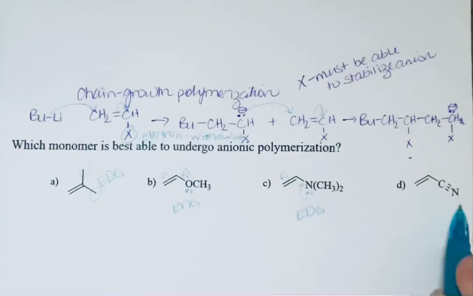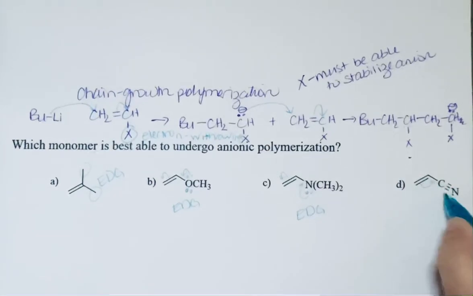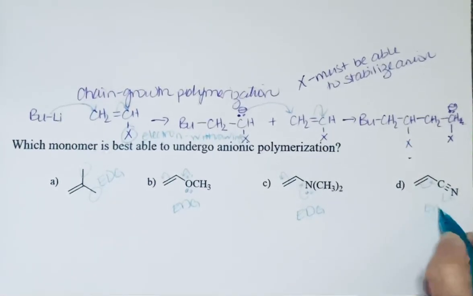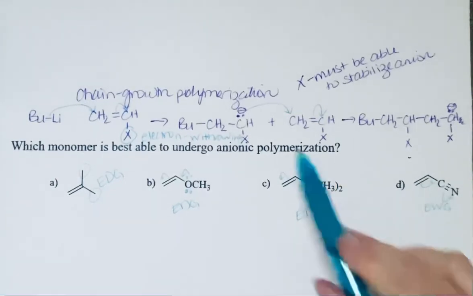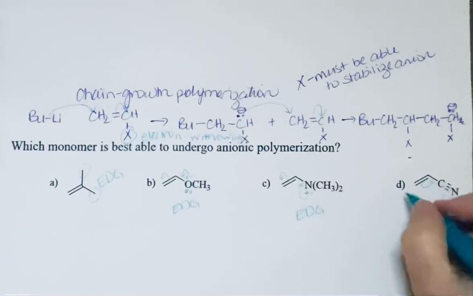We've got this pi bond to an electronegative atom. This is going to be electron withdrawing. And so that means that this monomer would be able to undergo this anionic polymerization.